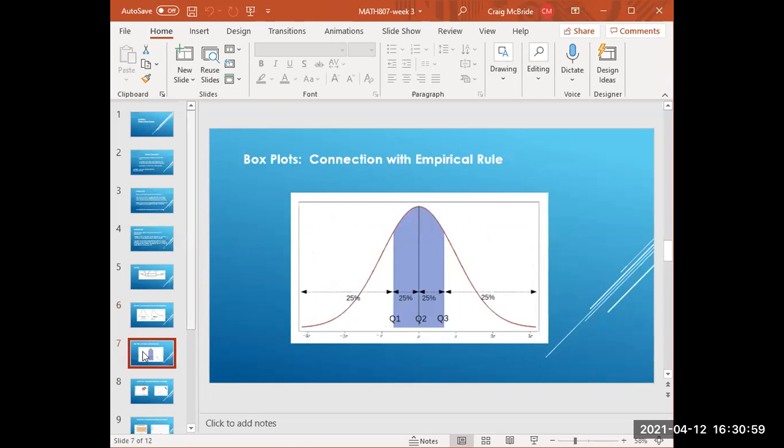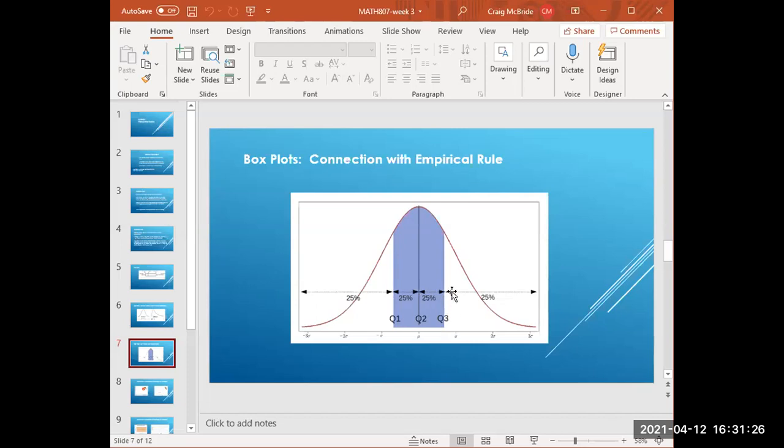Okay, so here's a nice visual representation of how the box plots connect with the empirical rule. We know that if we have a normal distribution, the median is right in the middle. The mean, median, and mode are all the same thing. They're right in the middle of our distribution. And then if we go 25% in both directions, that's Q1 and Q3. So we can see that's 50% of our data.